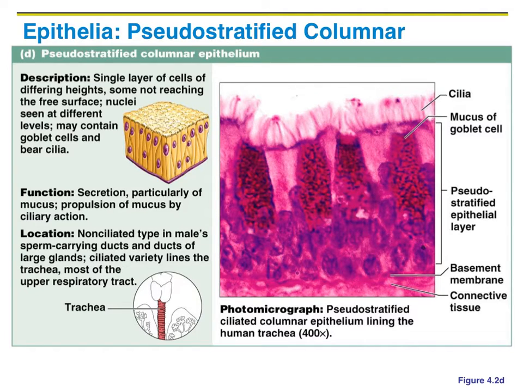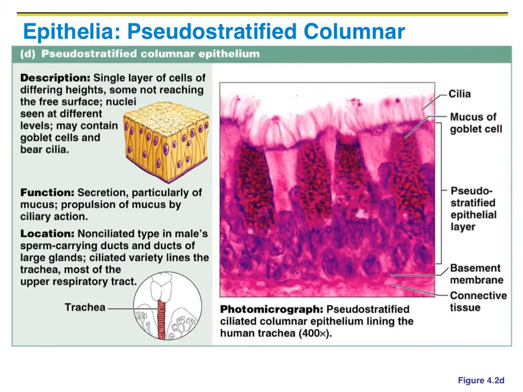This is a micrograph of pseudostratified columnar. It's a single layer of cells of differing heights. Some reach the apical surface. The nuclei are seen at different levels. It gives it the false appearance of being stratified. However, it is only one cell layer thick.